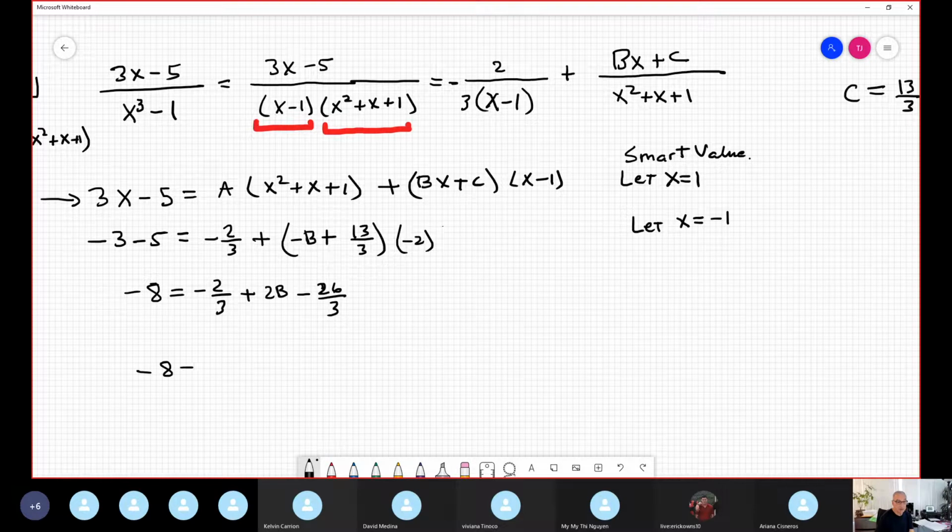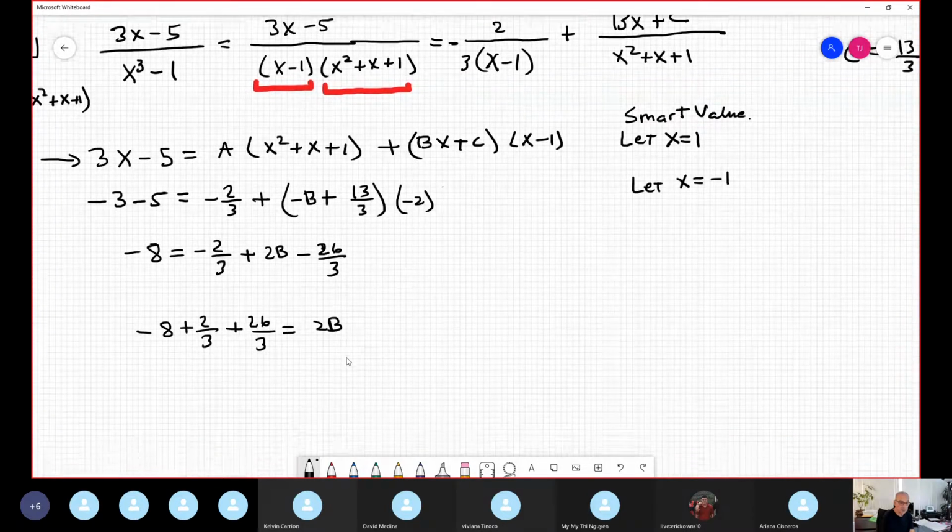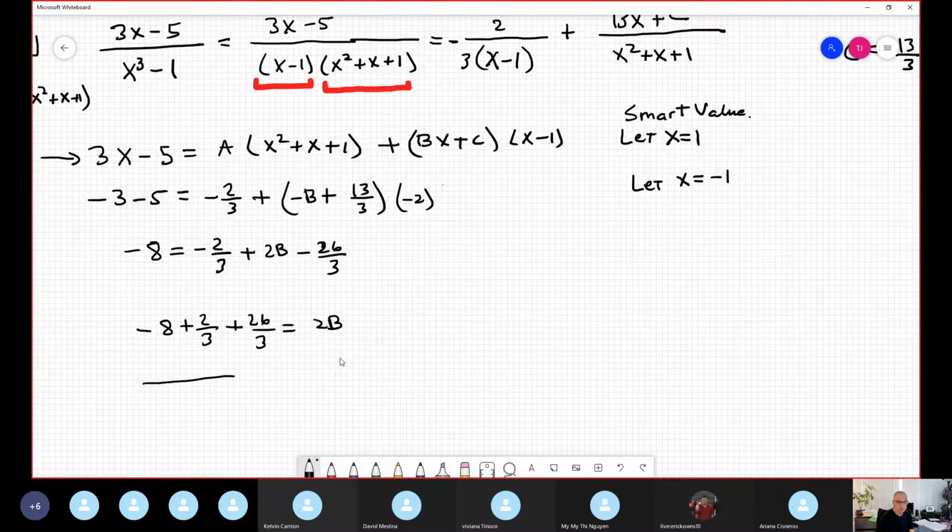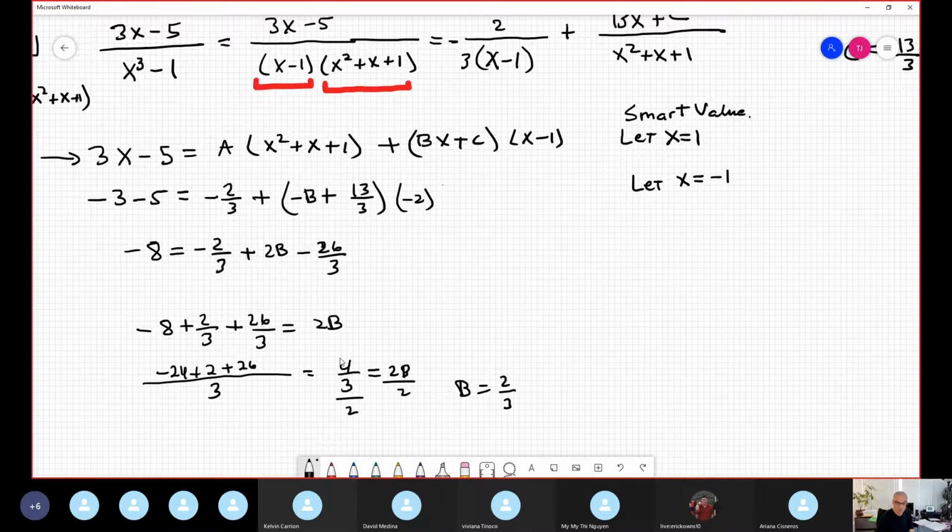Is negative 8 plus 2/3 plus 26/3 is equal to b, no? In this case, least common denominator 3. We have negative 24 plus 2 plus 26. Well, 26 and 2 is 28, and negative 24 is 4. 4/3 equal to b divided by 2 both sides. Es obvio que b is 2/3. Okay, now ready.